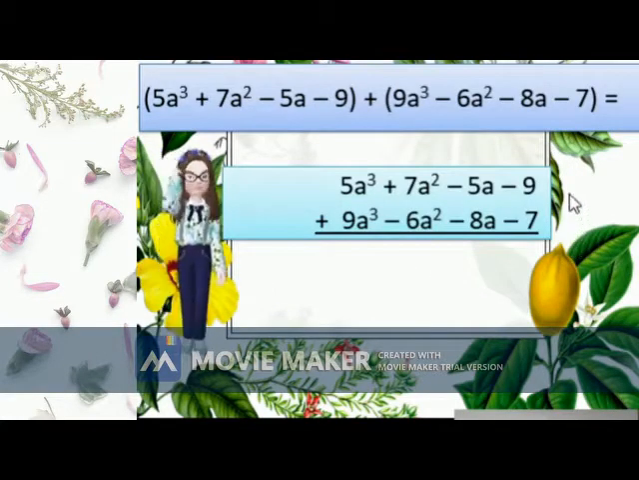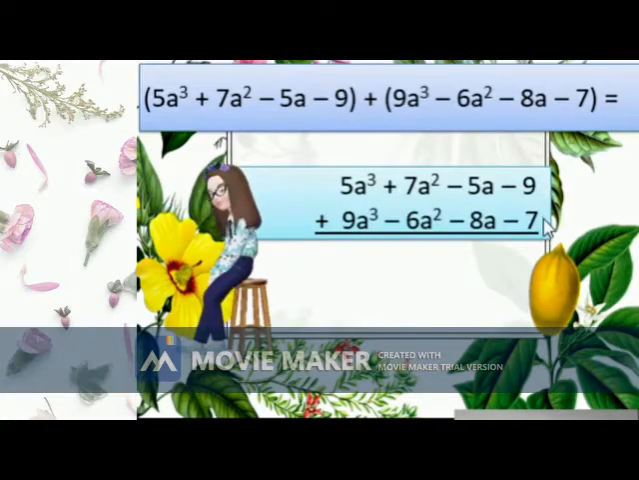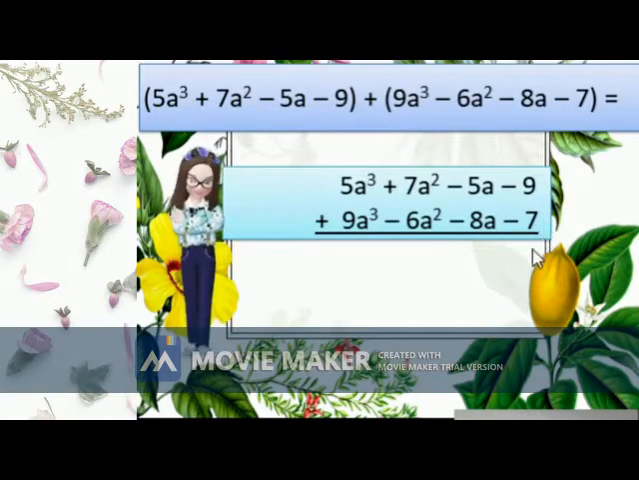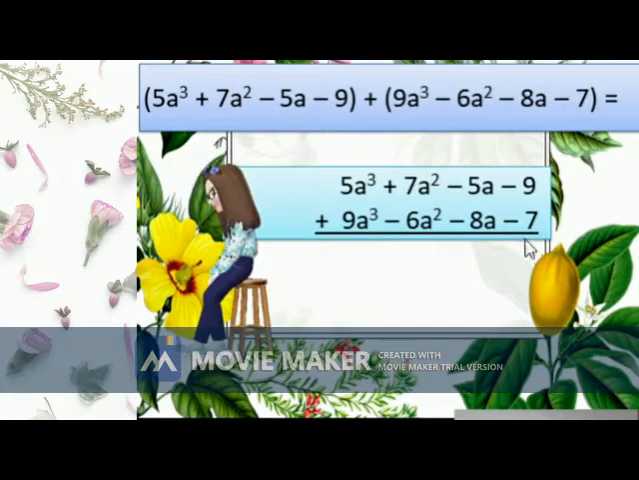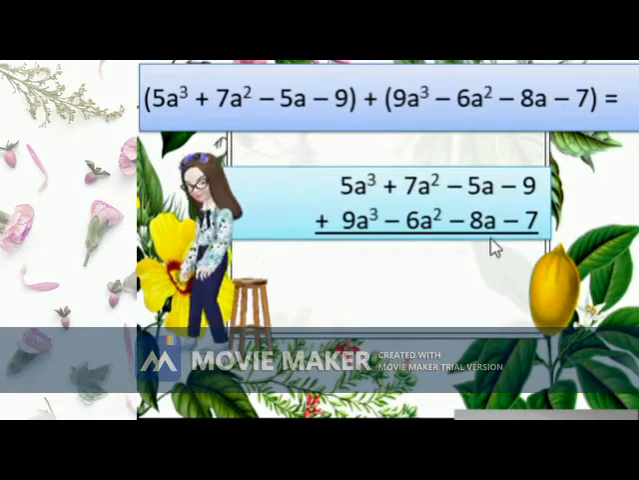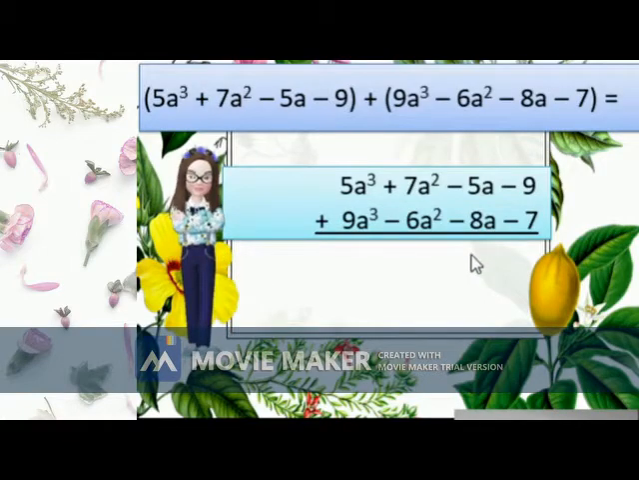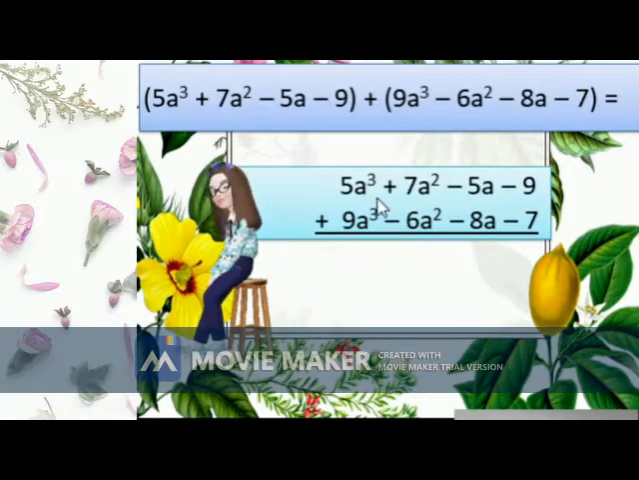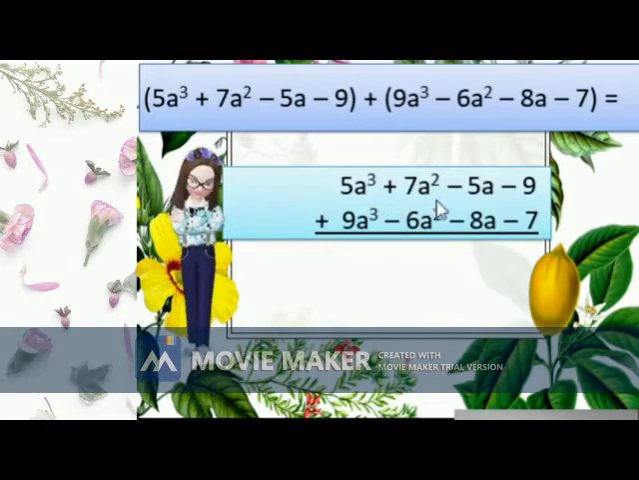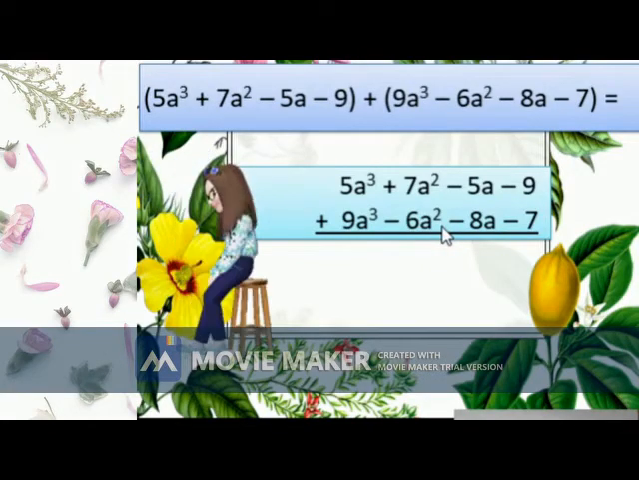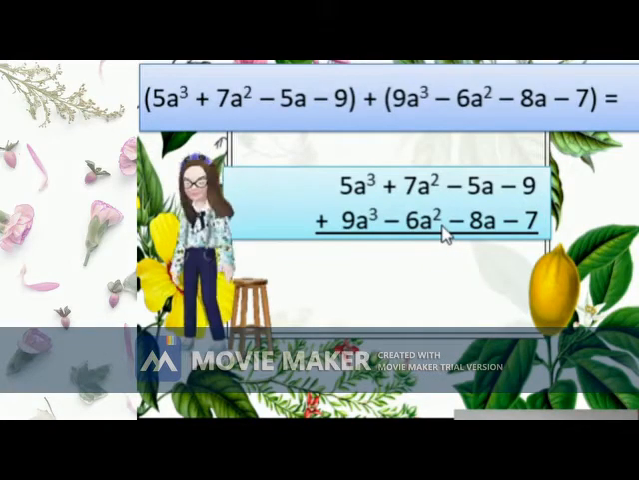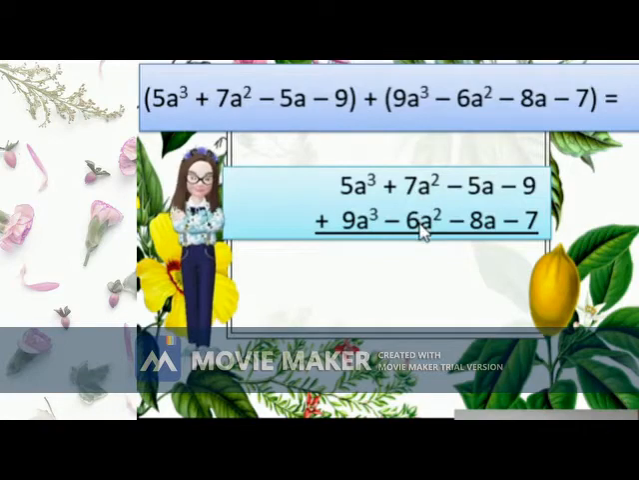This way. So we have now negative 9 plus negative 7. You will have negative 16. Then next, negative 5 plus negative 8, you will have negative 13. Copy the a. Next, 7a squared plus negative 6a squared. Again, our rules still apply here for the integers. So 7 plus negative 6 will give you 1 only.